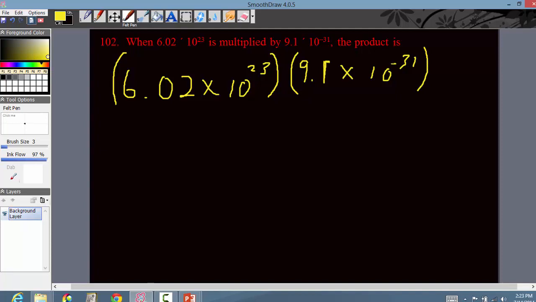Now, like we saw with division, we're going to divide this problem into two parts. The first part is I'm going to work with the 6.02. I'm going to multiply it with the 9.1. And it's going to come out to be, when I multiply those two numbers, I get 55.